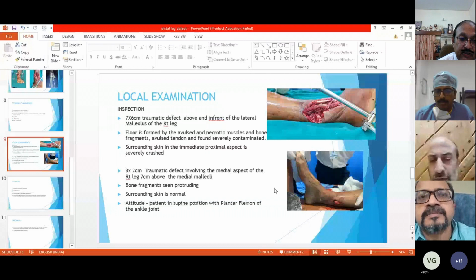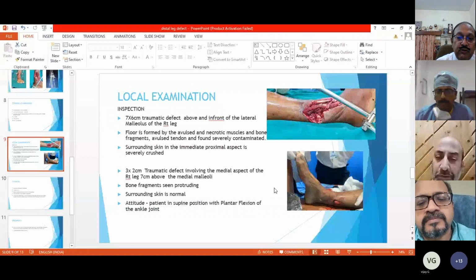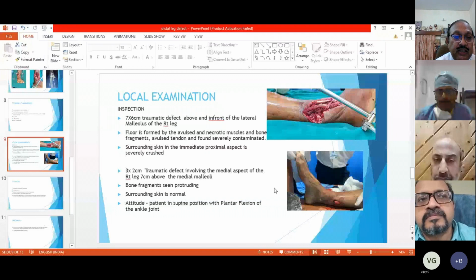So it happens. They should know the whole spectrum of the flap. That is the purpose of postgraduates, to know about it. Otherwise, they feel handicapped in some situations. Suppose the free flap has failed, and you don't have the guts to do another free flap. So people will go for even a cross-leg flap. Forget about the local regional flap. They will go for a cross-leg flap. Yes, sir.